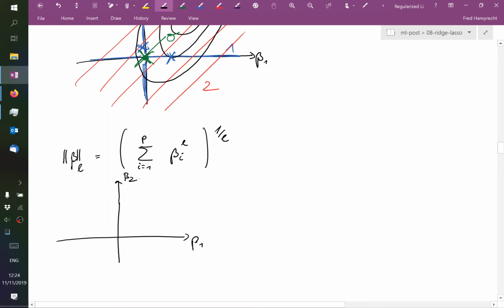So I'm making this up now. Let's say for L equals 0.1, I'm drawing the equicontour lines here. They would look something like that. Again, equicontour lines means the set of points that have the same distance from the origin as measured by what's usually called the LP norm.